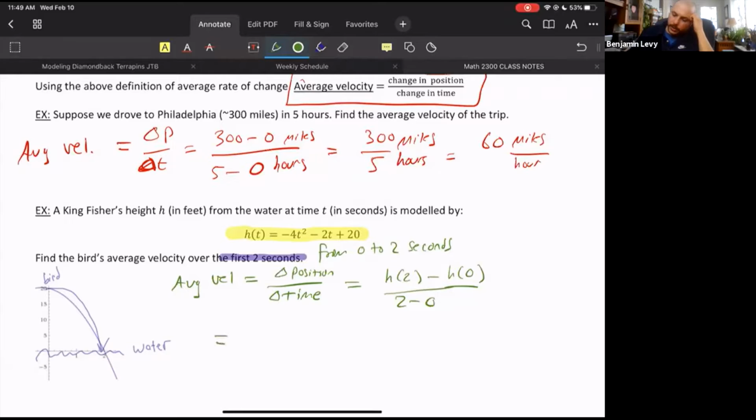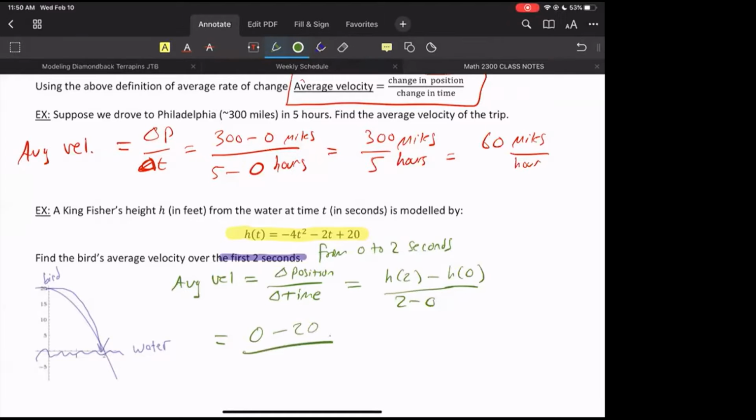So when you plug a 2 in, you'll get 0, right? Yeah, exactly. You'll end up with 20 plus 20 minus 20 plus 20. So you get 0. And if you plug in 0, you'll get 20. Correct. So just like John said, we started at 20.